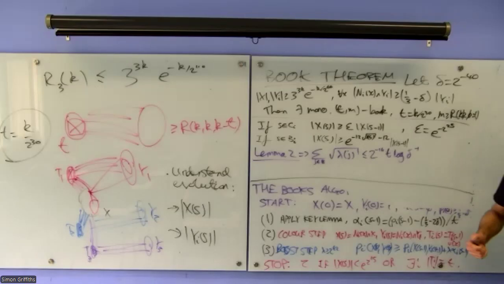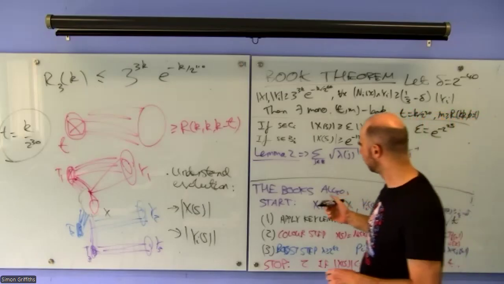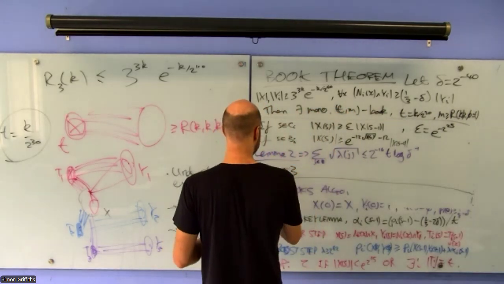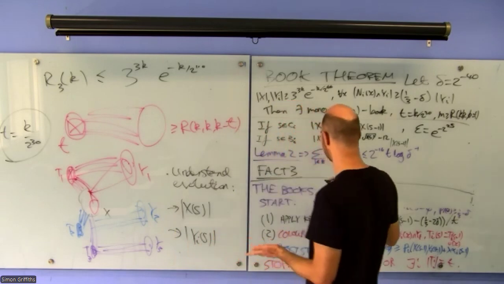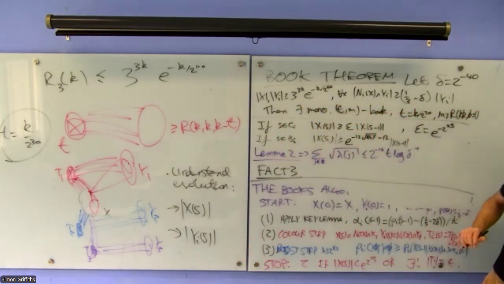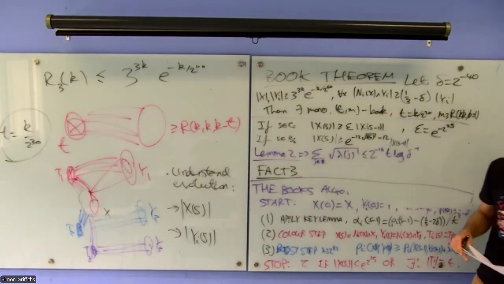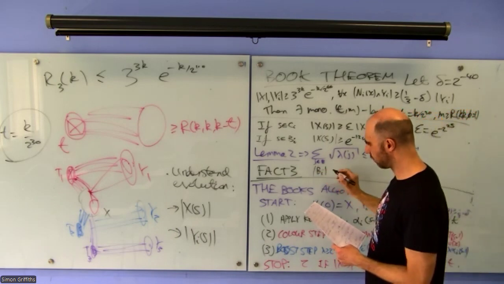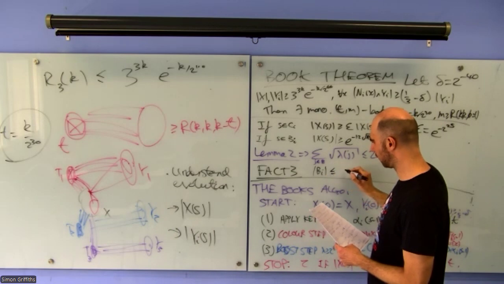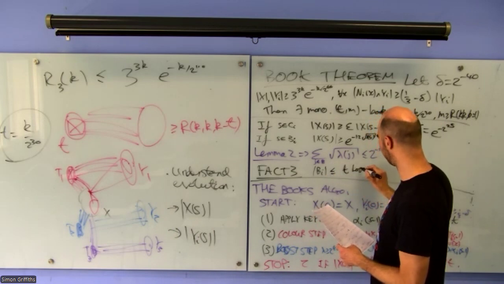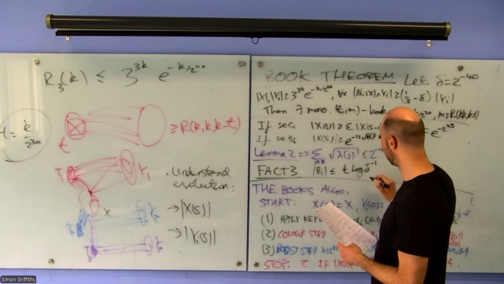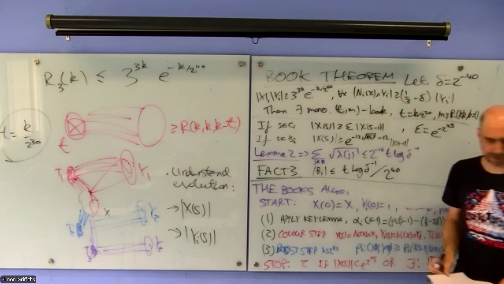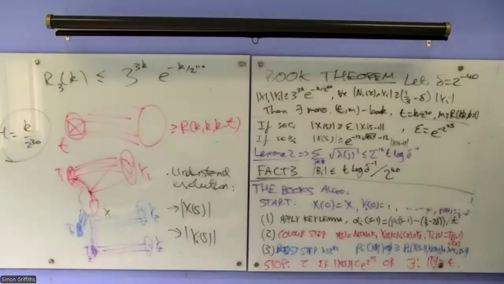There was another fact which will be useful. It's fact 3. It was just about not having too many boosts. I think we had the size of BI was at most t log 1 over delta over 2 to the 40. It's fact 3 of the last class.